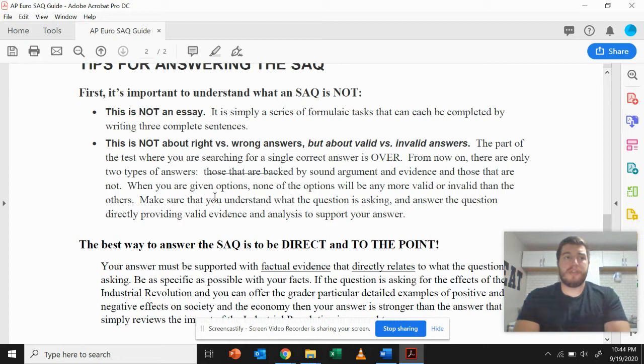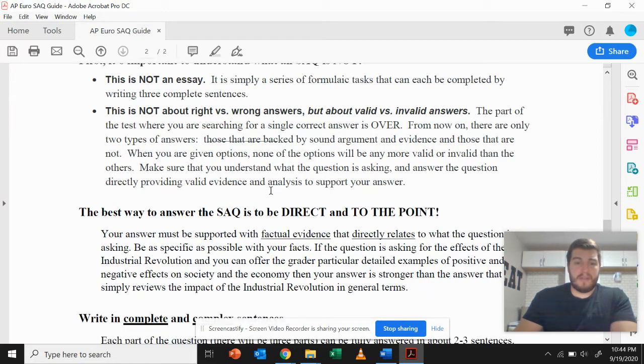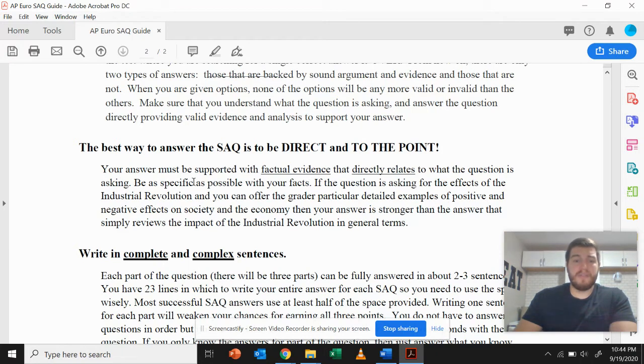And with that, as long as you can use evidence to back it up, you'll get it right. So one person can write, yes, it's reliable. One person can write, no, it's not, and still get it right if they use evidence to actually back up their point that makes sense. It might be about reliability. It might not. I'm just giving you one example. Make sure that you understand what the question is asking and answer the question directly, providing valid evidence and analysis to support your answer. Be direct and to the point.